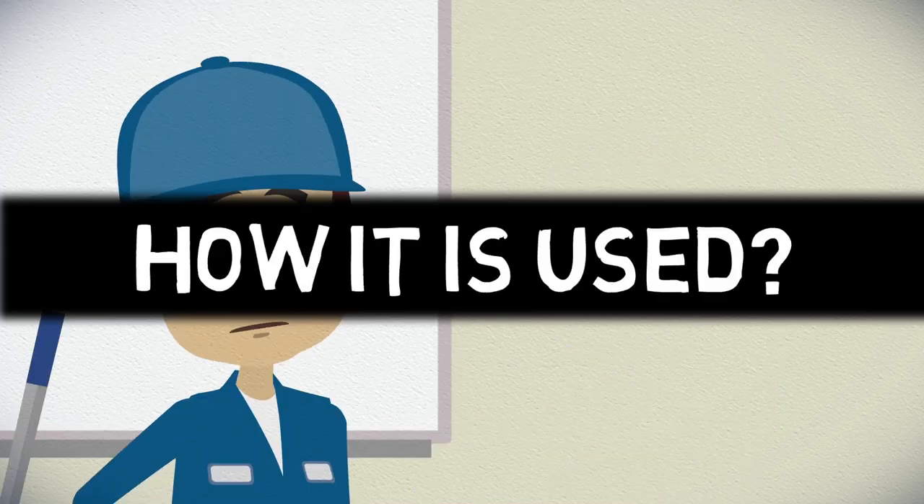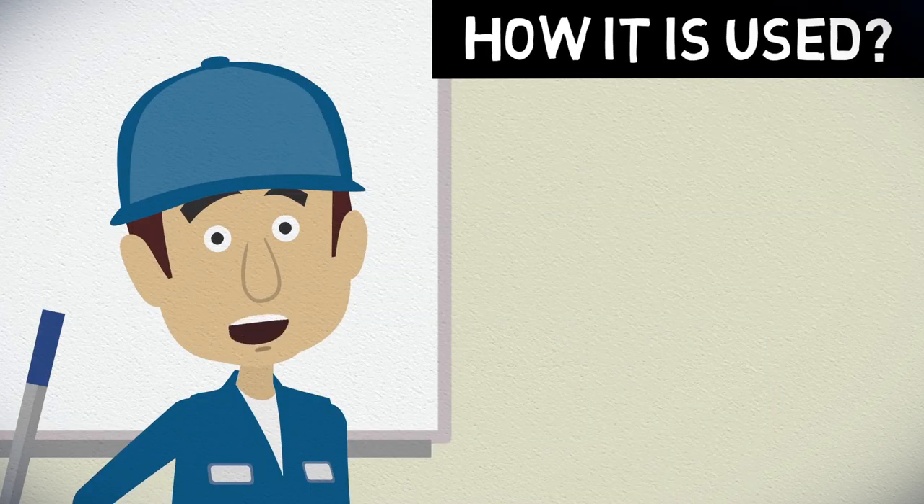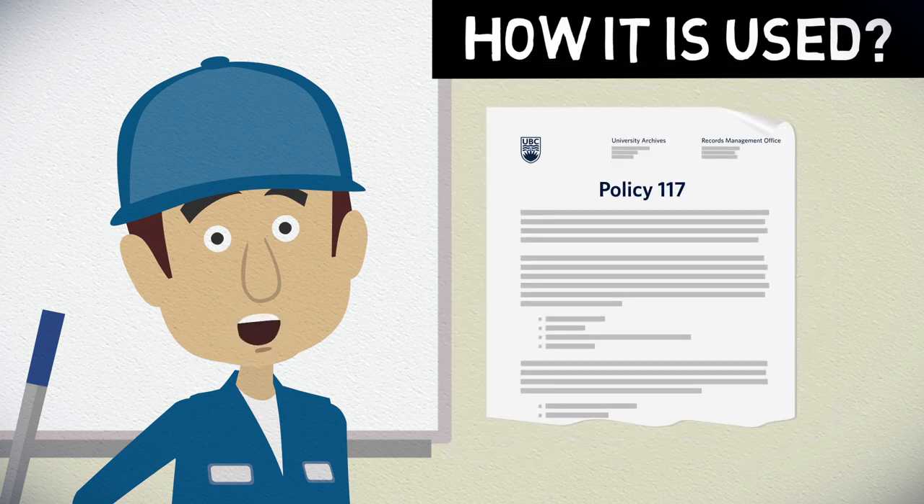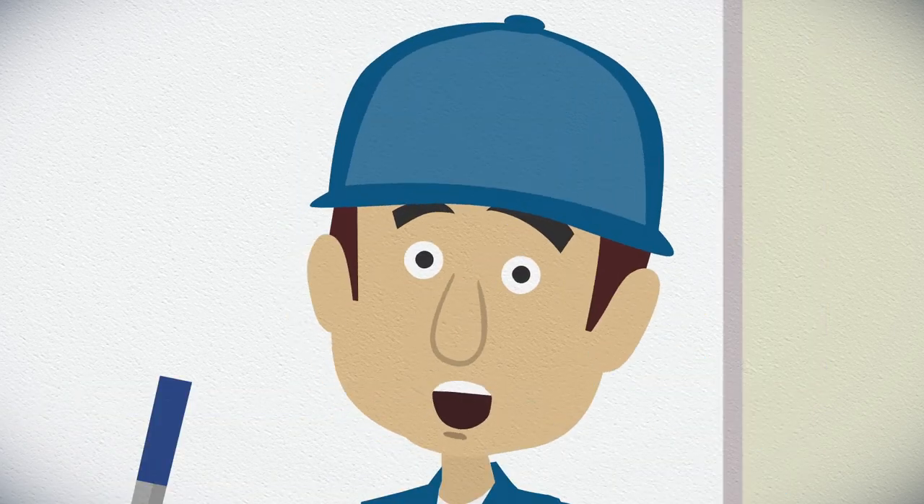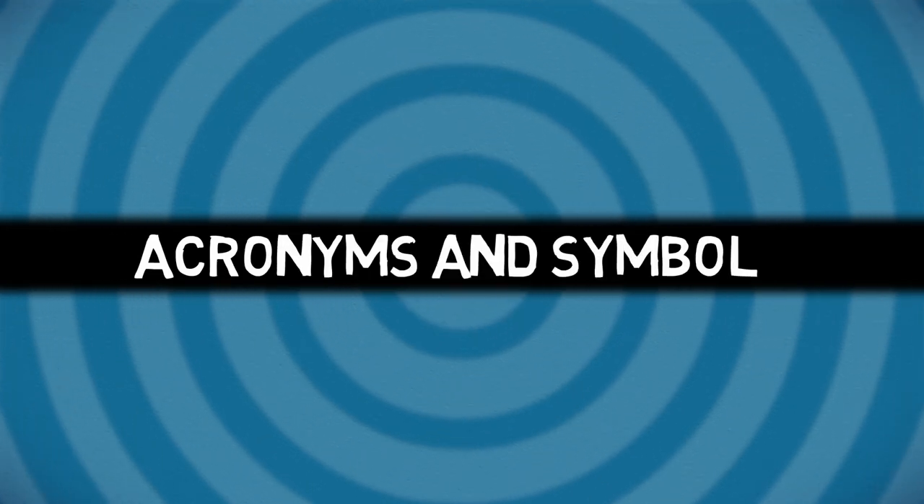How is it used? According to UBC Policy 117, classification and retention schedules apply to university records across faculties, schools, centers, academic support units, ancillary services, and senior administration. The schedules apply regardless of how records are created or organized within each unit and regardless of format or medium. We have responsibilities here, so let's take a closer look at this tool, acronyms and symbols.